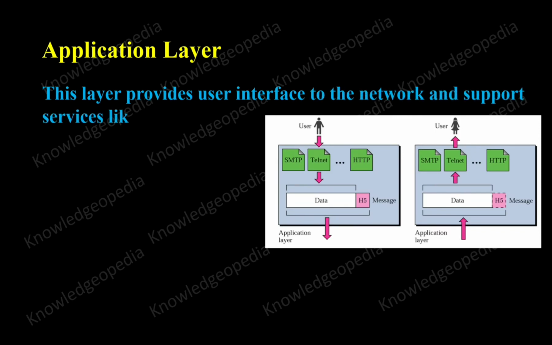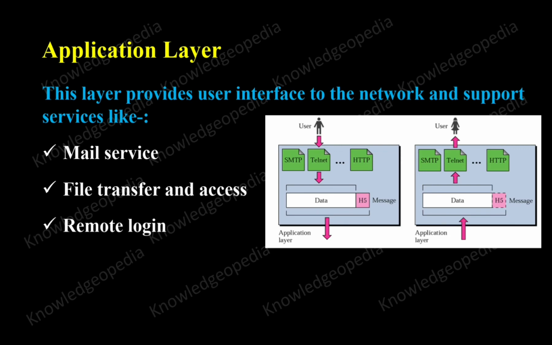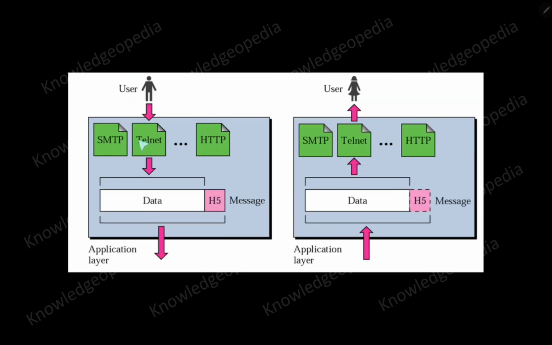Okay, next we'll move to the application layer. This layer provides user interface to the network and supports services like mail service, file transfer and access, remote login, accessing World Wide Web, and various other functions. There are many application layer functions which we will discuss in detail in coming classes. Here the user interacts with the application layer. The application layer adds some header, H5, then gives it to the lower layer, that is the transport layer, and so on. On the receiver side, this data is received along with the header. So the application layer understands what purpose this data is for and gives it to the specific application which can understand it.